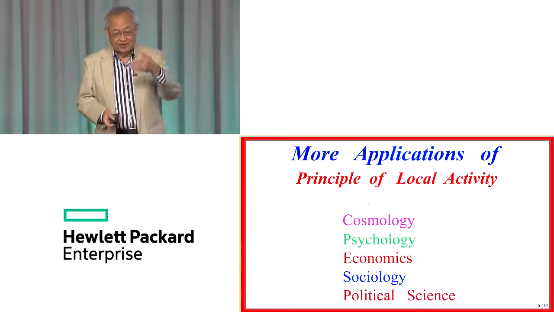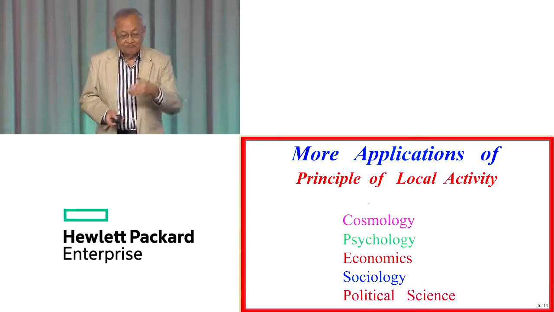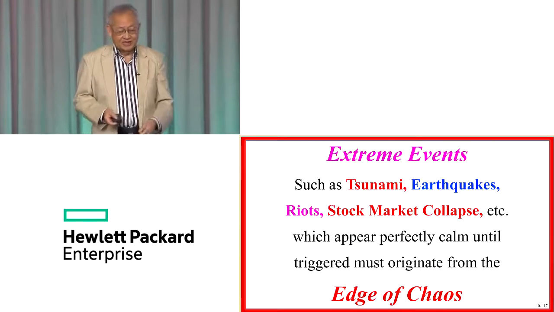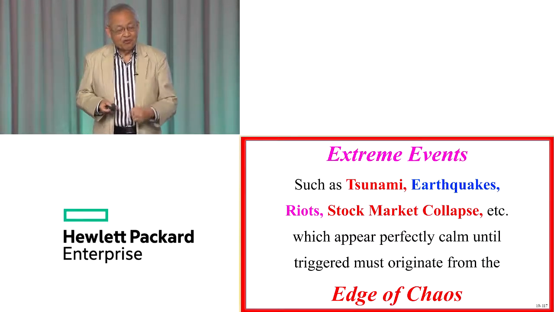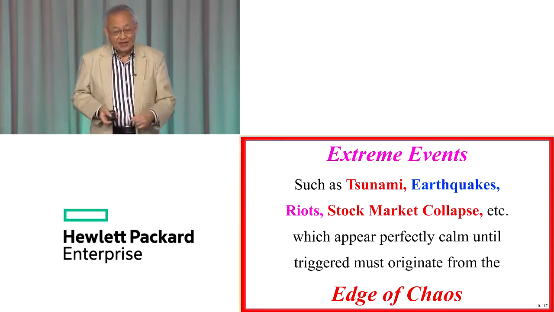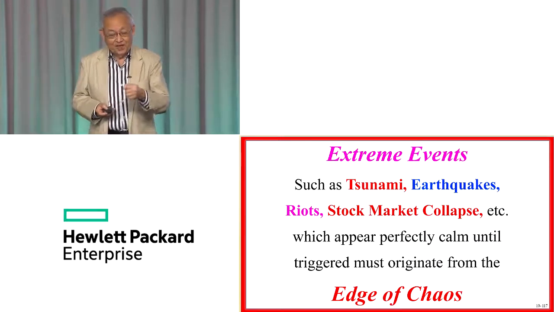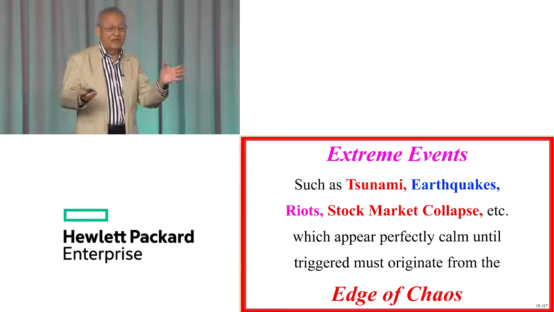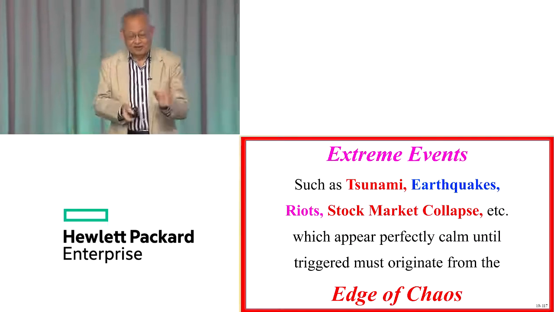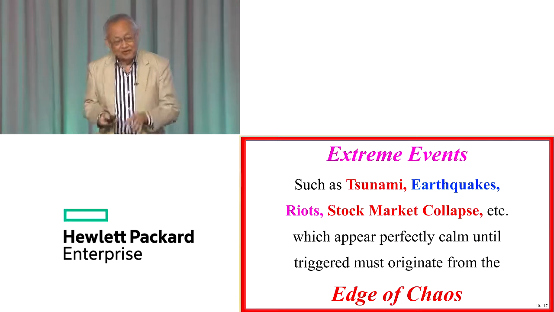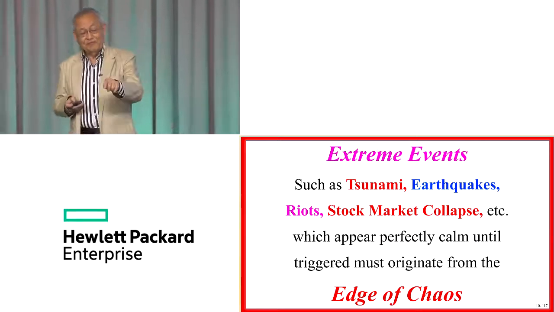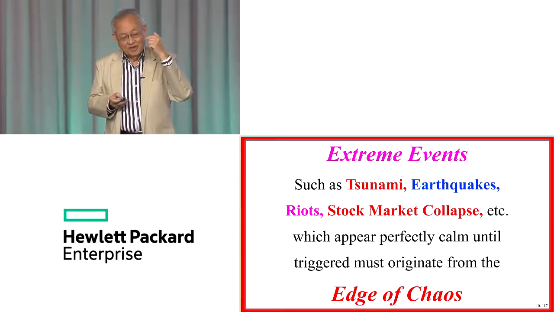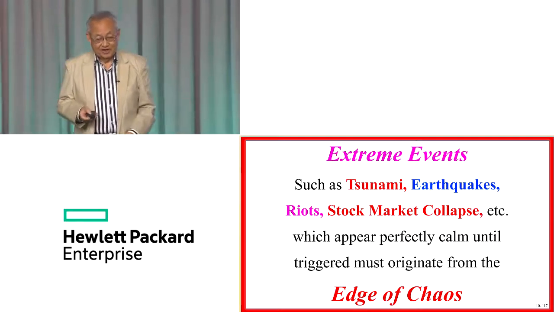More applications include cosmology, sociology, psychology, even political science. Extreme events such as tsunamis, earthquakes, riots, and stock market collapses, which appear perfectly calm until triggered, must originate from the edge of chaos. And you can see they all have this signature of edge of chaos. And I will bet you that if you give me the equations that are realistic, I will be able to produce a proof that they are on the edge of chaos.